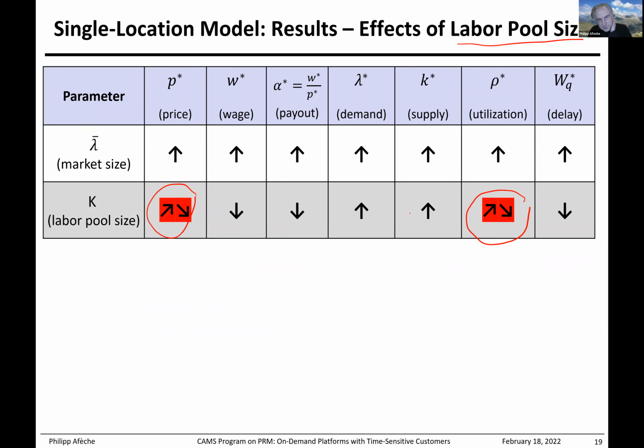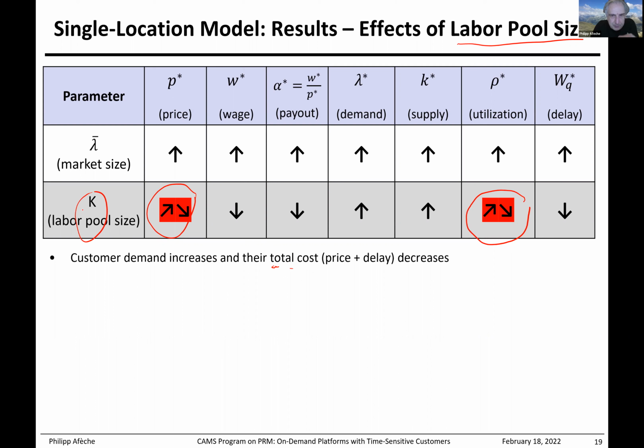So here I'm just going to focus on the non-monotone behavior of the optimal price and the optimal utilization as you increase the labor pool size. First, keep in mind that in this setting the lambda bar is fixed. The lambda star is increasing, from which you can infer that the total cost to customers must decrease. So the delay goes down, but the sum of delay cost plus price has to be diminishing. That's the only way you can get more people to actually buy for a fixed market size.